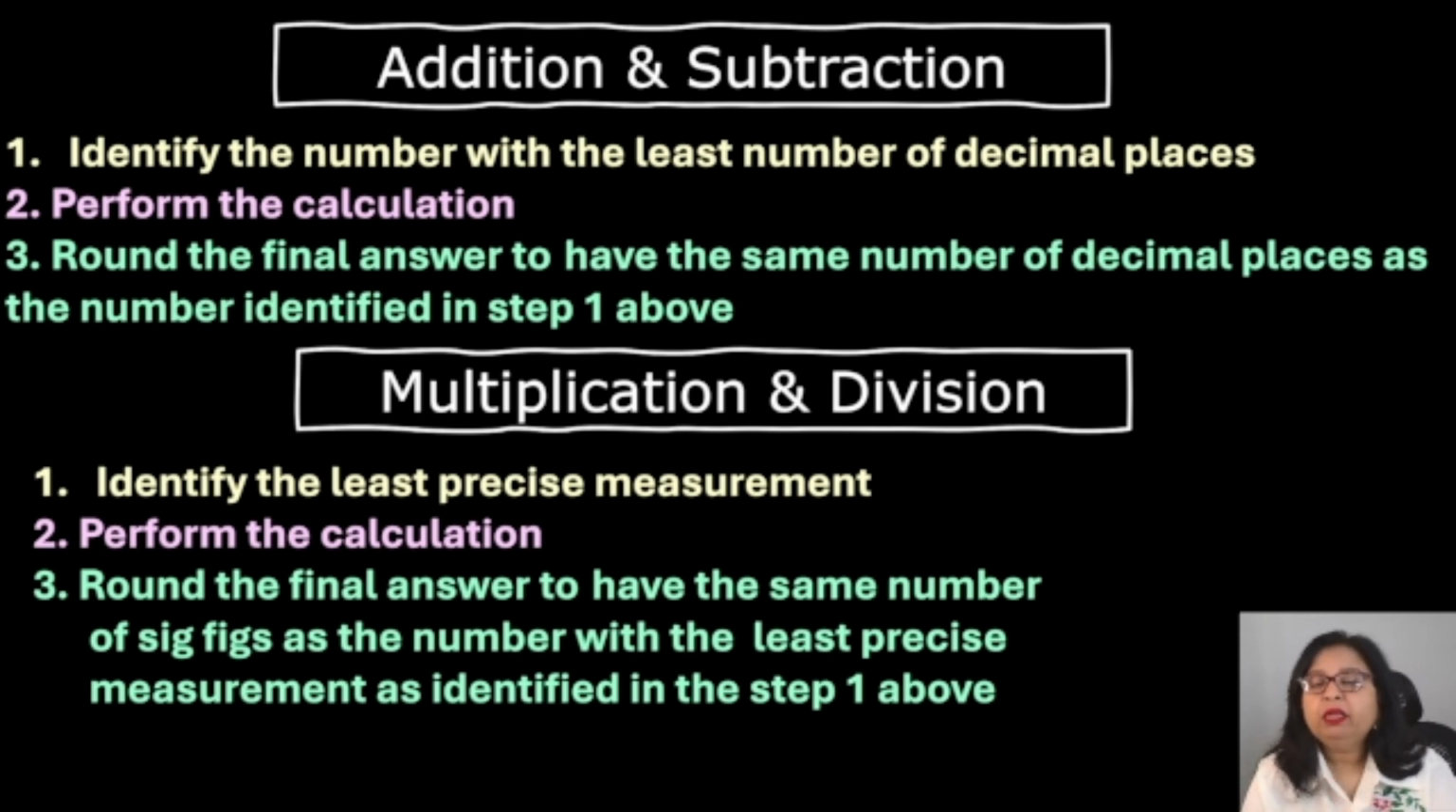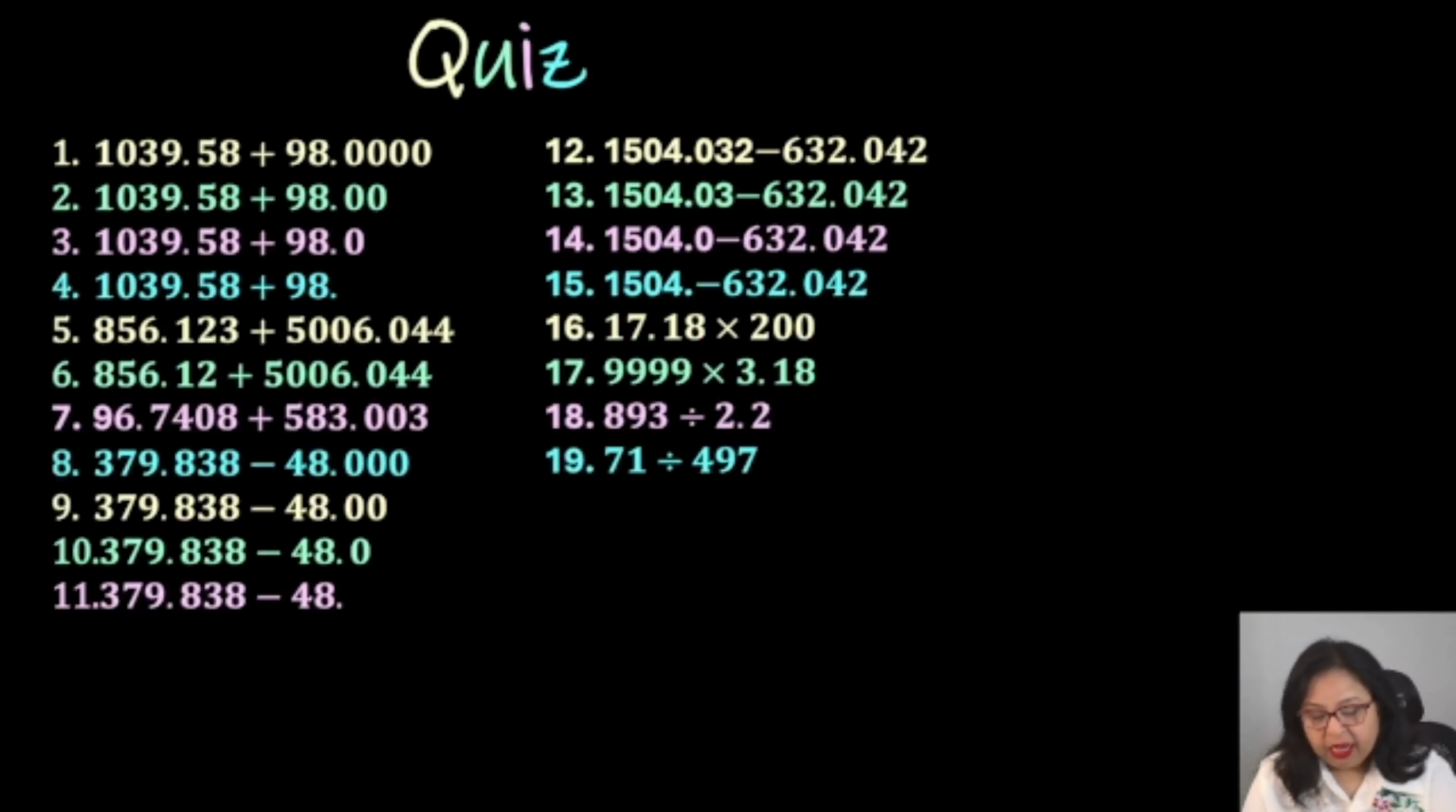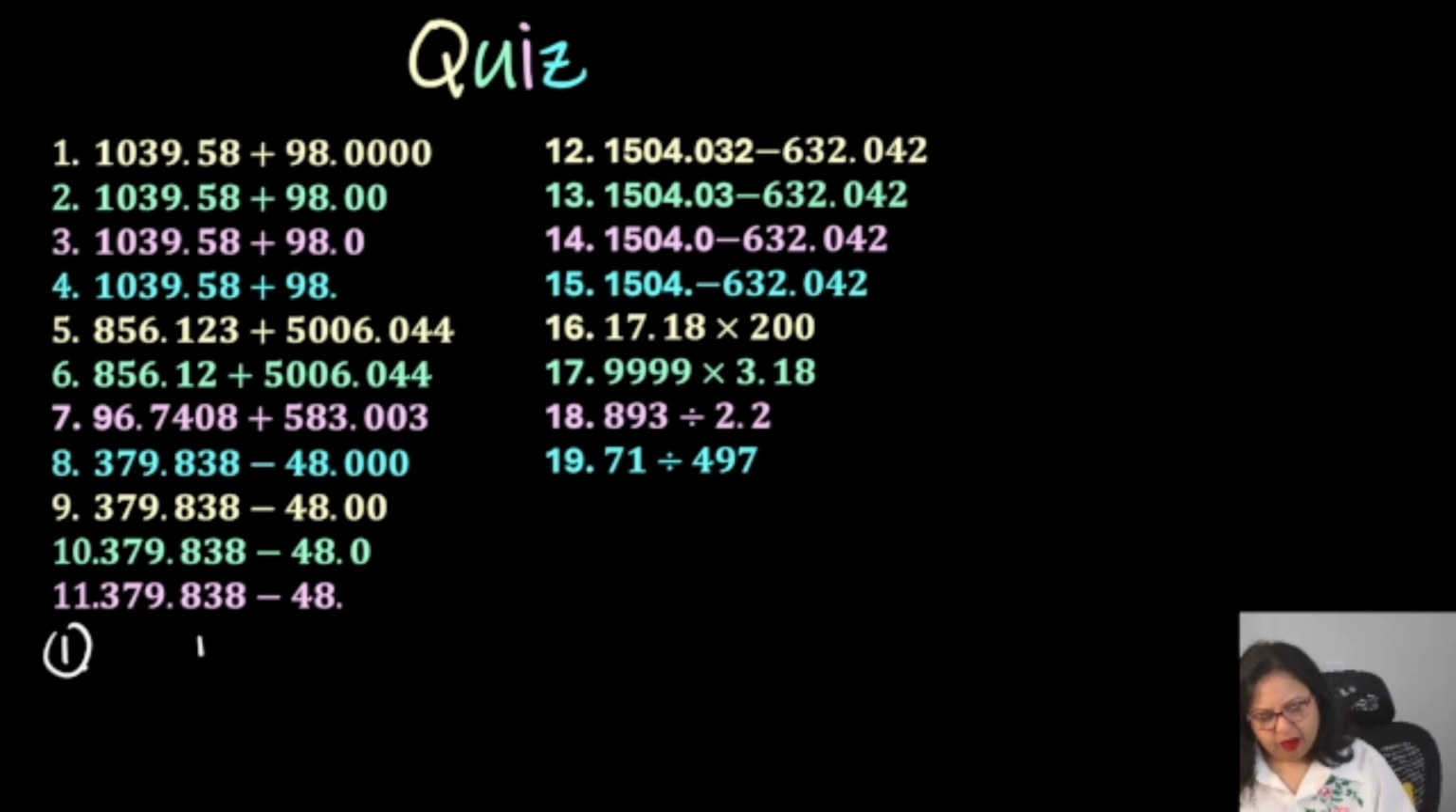For addition and subtraction, we're looking at the number of decimal places, while for multiplication and division, we're looking at the number of significant digits. So next, I have quite a few examples over here. Like always, I'm going to recommend that first you perform these calculations on your own and then check your answers. Okay.